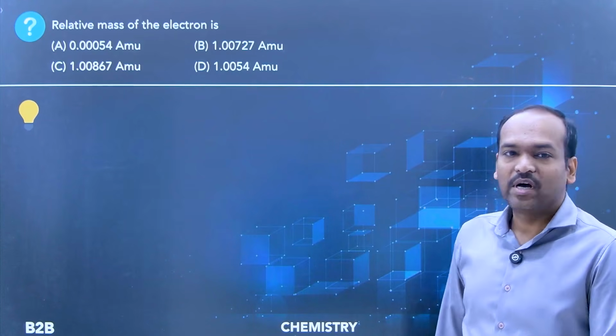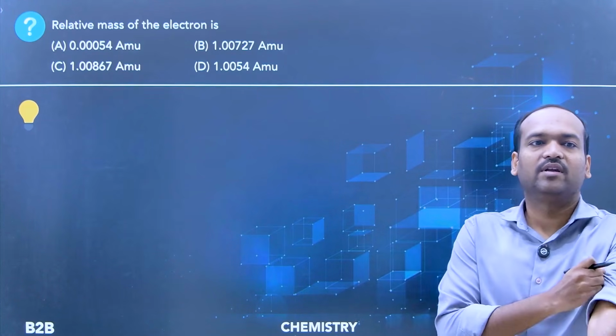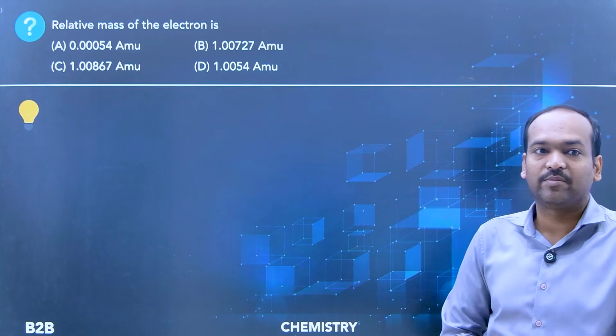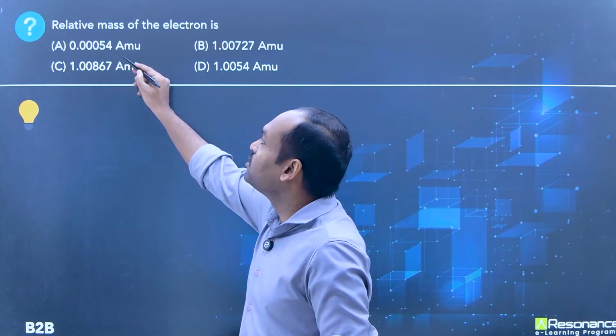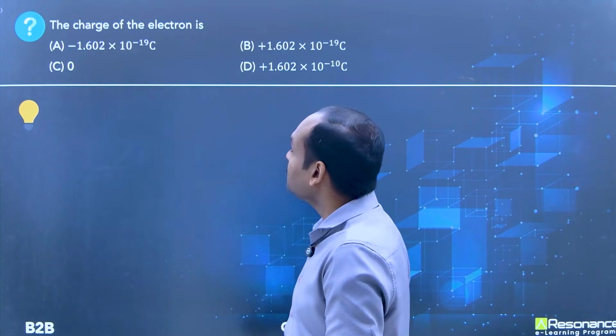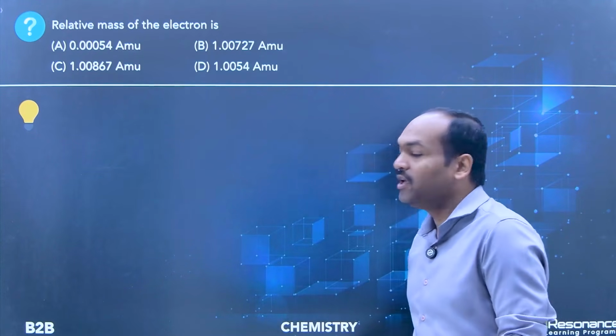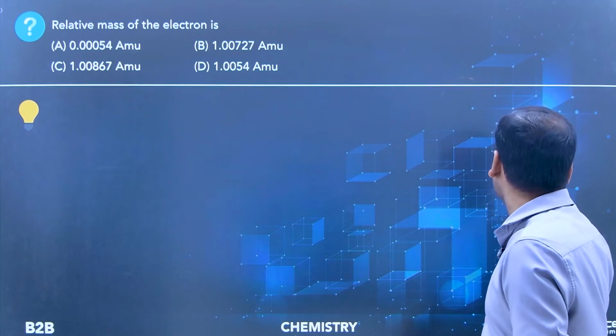Next, the relative mass of the electron. We discussed in the table the relative mass of the electron. The relative mass of electron is 0.0054 AMU.